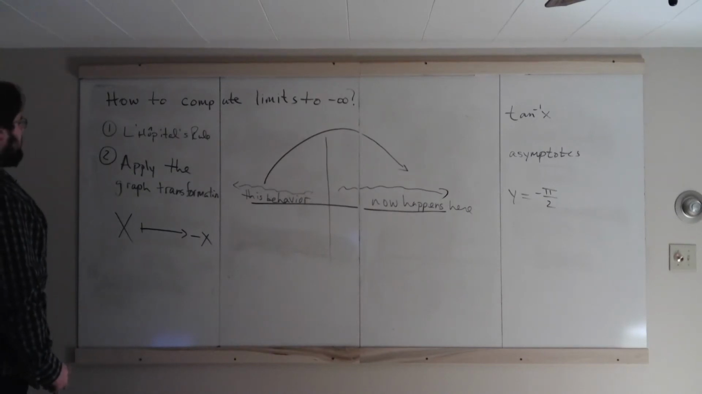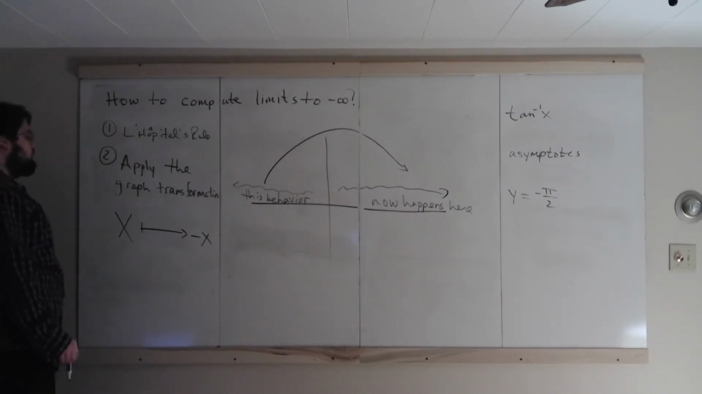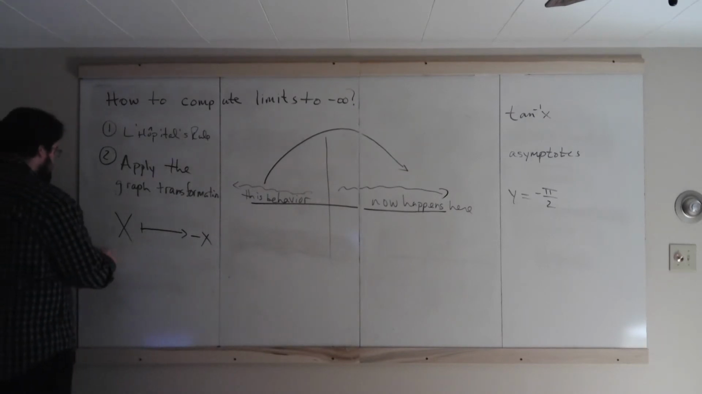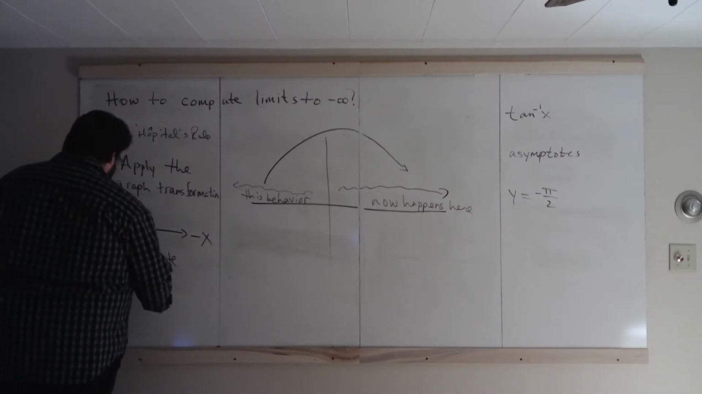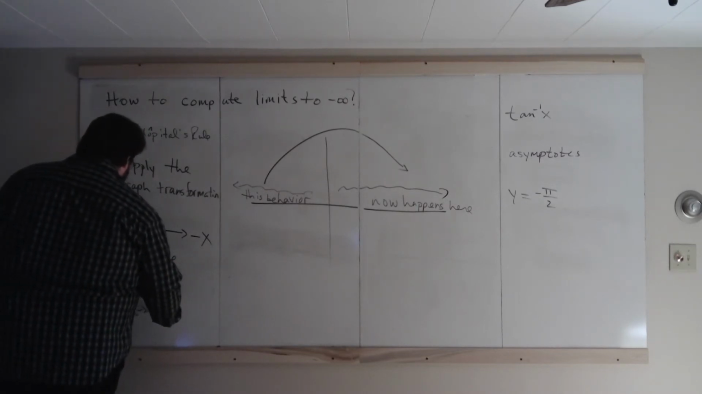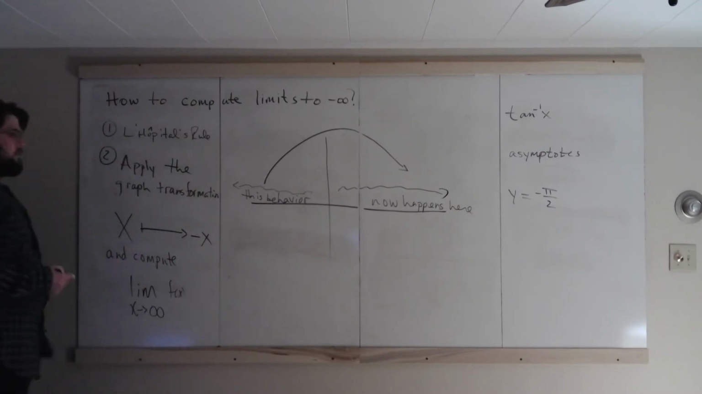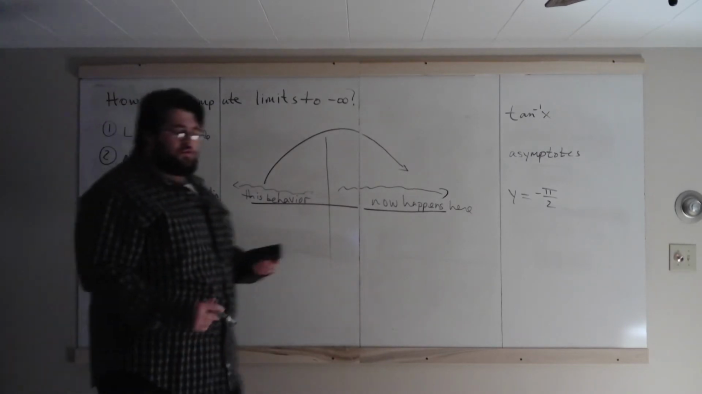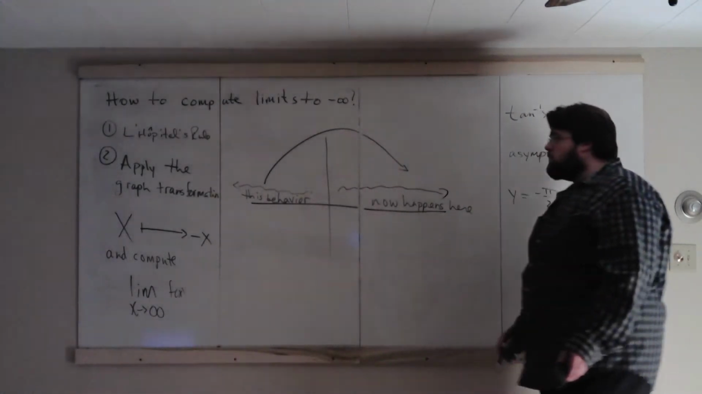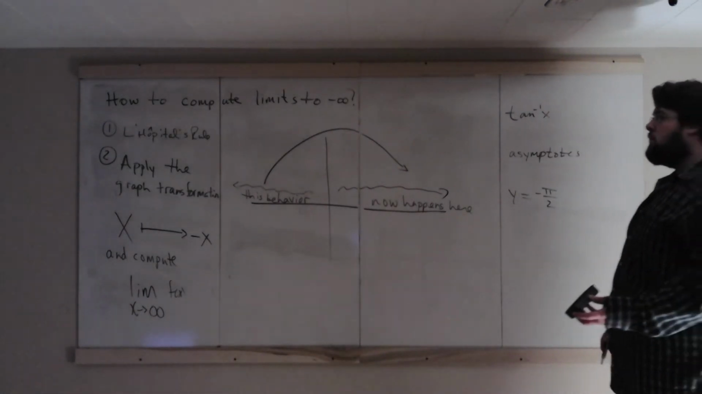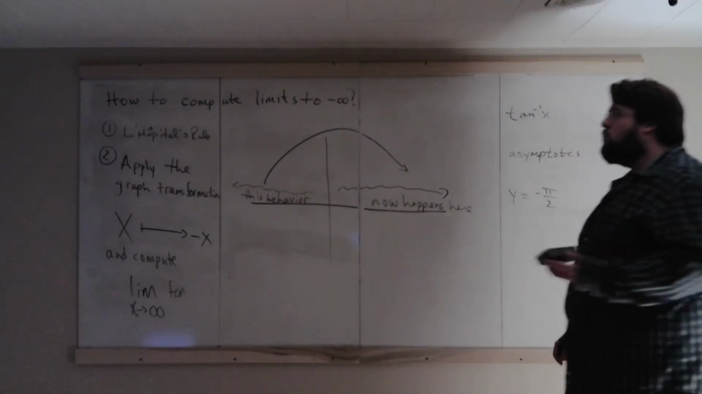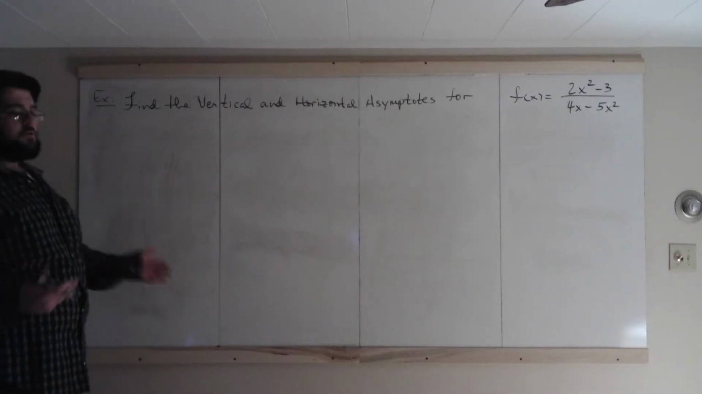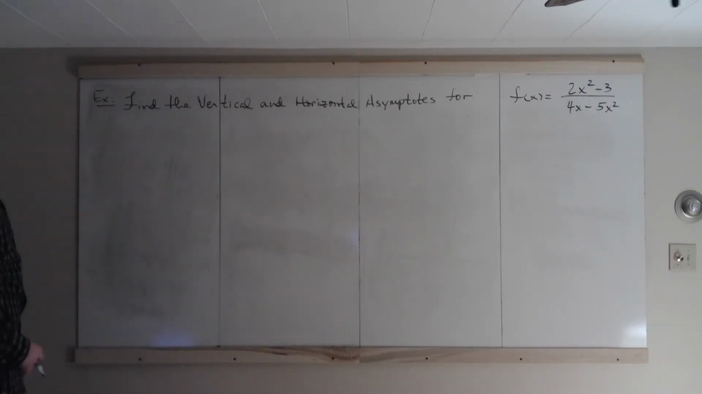So how to compute limits to negative infinity? 1, you could use L'Hopital's rule. 2, you could apply this graph transformation and compute, let's just say, the limit as x goes to positive infinity of whatever our function is. And we're going to do 2 examples of finding vertical and horizontal asymptotes. In both of them, I'm going to go through this process, but in both of them, you could apply L'Hopital's rule. So first, let's look at this example. Find the vertical and horizontal asymptotes for that function.